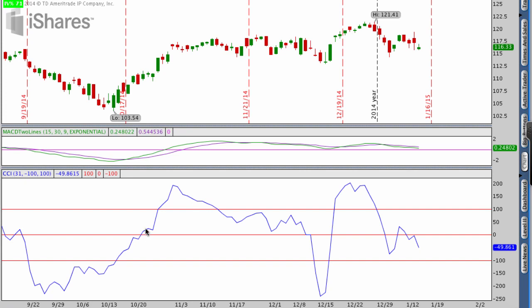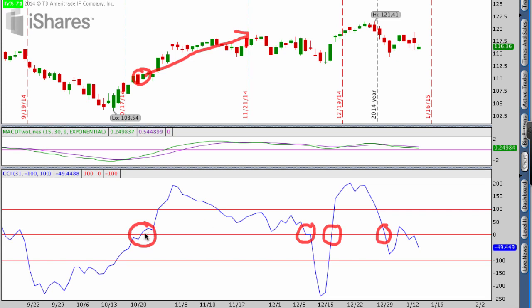And so what we want to see is a cross of the indicator above or below that 0 line. And that gives us an idea of where a stock might go in the future. So you can see we got a cross back here in October, if you can't see the date here. And you can see that cross in CCI did lead to some nice rallying in the stock as we headed towards the end of the year.